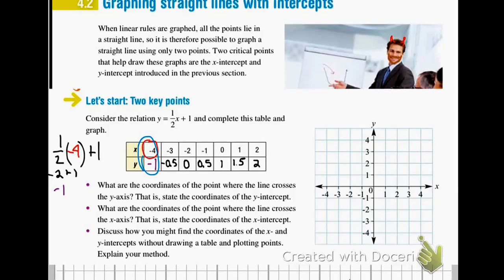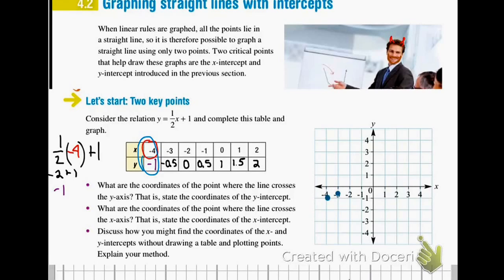Then what we'll do is we'll take a pair of coordinates, an x and a y, and plot them out. So we have x is -4, so we go out to -4 on the x-axis, and we go down to -1 on the y, and we put a dot. Then we go out to -3 and down to -0.5 and put a dot, and we do the same for all the rest and add our line. So we have a nice, lovely line.